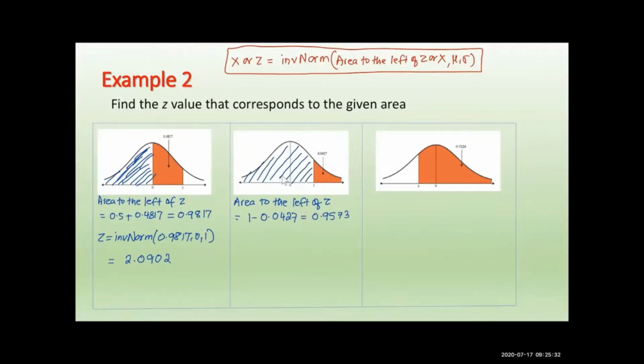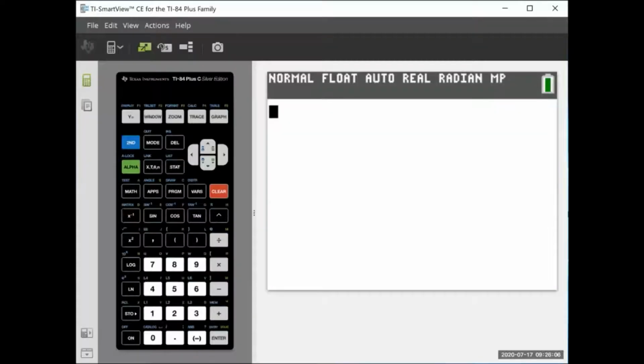Once you get the area to the left of the z-score, we use this command here. So z equal to inverse normal. We put the area on the left, which is 0.9573. Mean is 0. Standard deviation is 1. Now we are going to type that in TI-84 calculator.